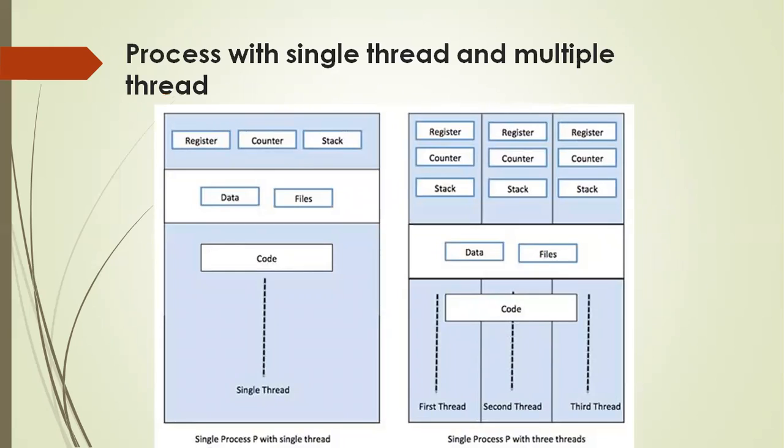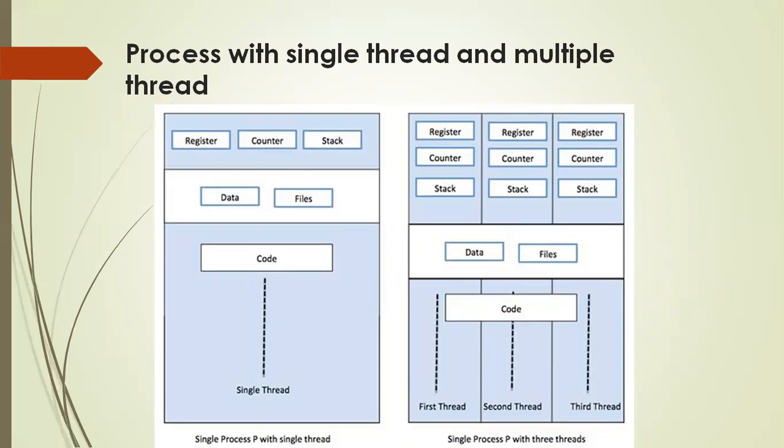So this is an example of a process with one thread, and on the right hand side we have a process with multiple threads. As I told earlier, every thread has three parts: register, counter, and stack, and every thread has certain data and files, and we need some code that gives the description of that thread. Every thread is a unit of it. Each thread can contain 2, 3 lines or 4, 5 lines, etc. So every thread will have a certain number of lines of code.